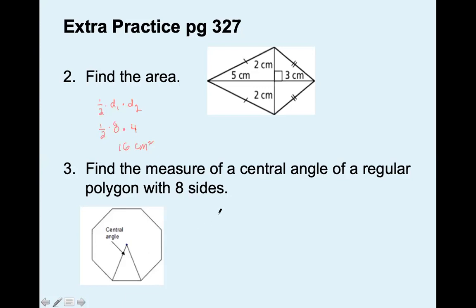So if I have 8 sides, the measure of the central angle is going to be 360 divided by 8. And if I divide that, I get that each central angle is 45 degrees. There's several central angles in here, right? I could draw multiple triangles in here. Each one of those central angles would be 45 degrees.